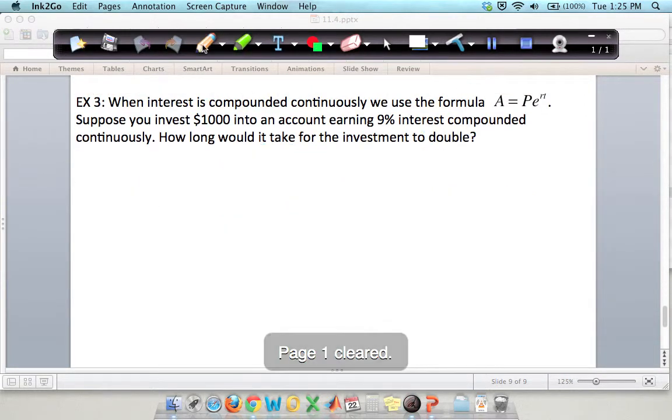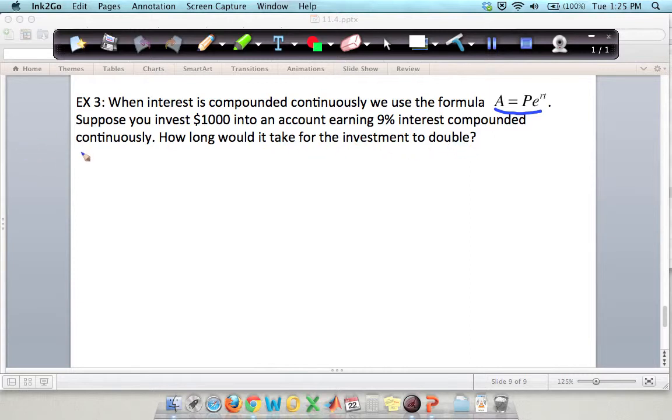Okay, and the last example is of finance. When interest is compounded continuously, we use the formula A equals Pert, or PERT, to kind of help you memorize that. Suppose you invest 1,000 into an account earning 9% interest compounded continuously. How long would it take for the investment to double?